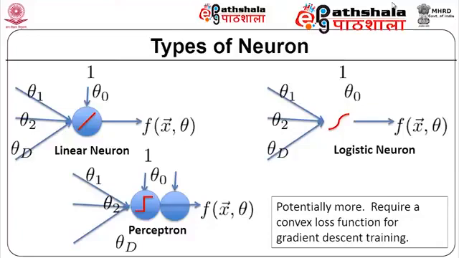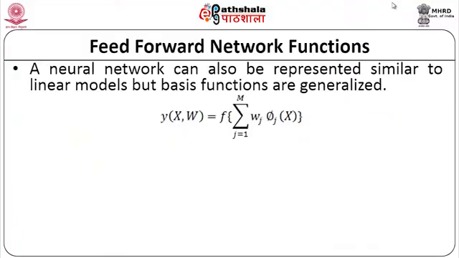So, potentially there are other types of neuron that also require a convex loss function or gradient learning when you use those types. So, let us go to the first type of network which we defined. Remember, it has signals going only in one direction and it is the simplest, called a feed forward network. A neural network can also be represented similar to linear models, but the basis functions are generalized.